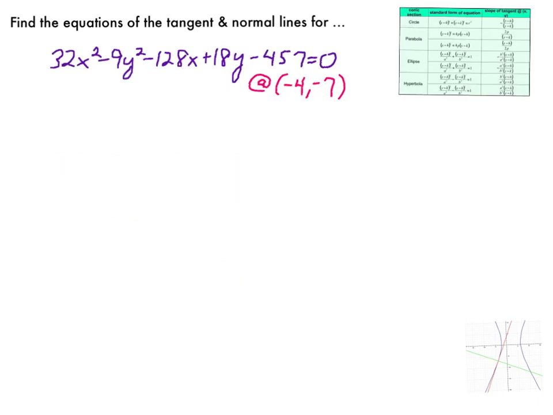Alright, let's see what happened now. Let's complete the square here. We're going to get our x terms together, and we'll get our y terms together.